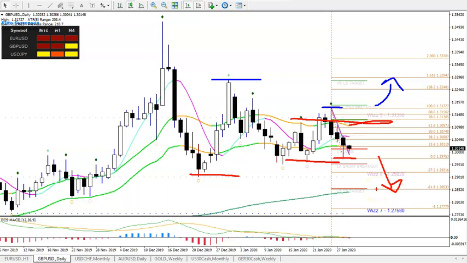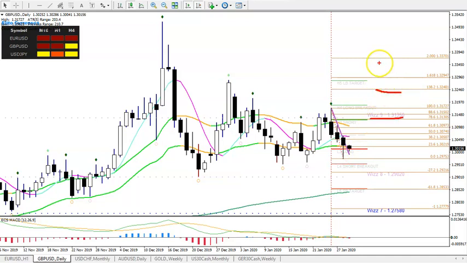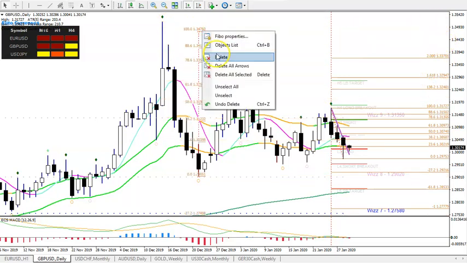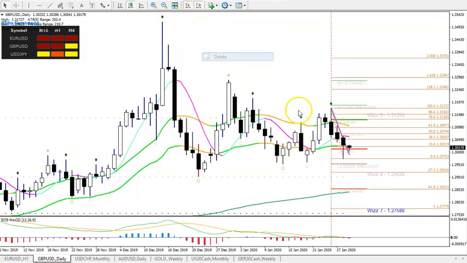Downside targets 128.50, 127.50. Upside targets for the moment 130.130, then 132.50. Then probably let's put a fib from here to here. Then 133.80, 134.50, sorry, and then 135. And then, of course, perhaps even higher if it does break this top and goes for a higher high.